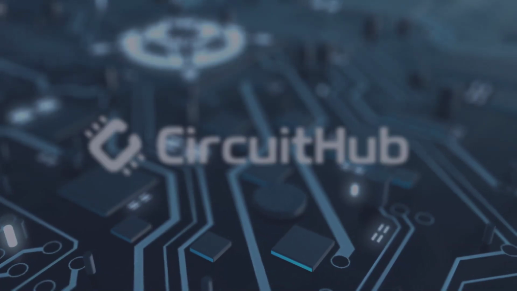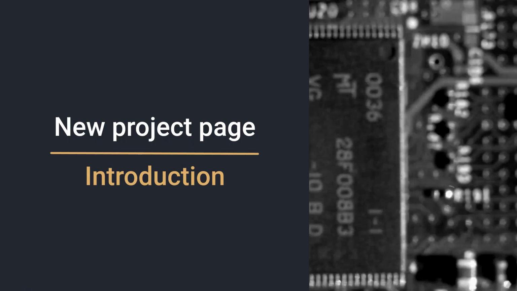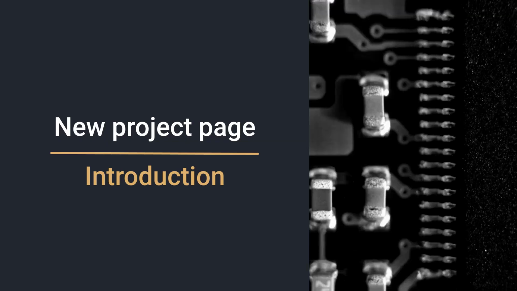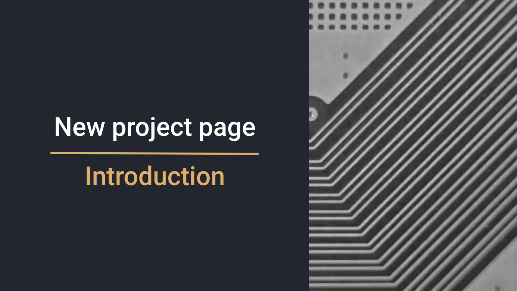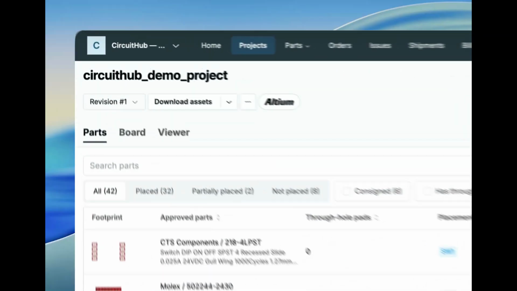Hi there. In this video, we'll walk you through the new project page, one place where you can review your design, configure your parts and board, explore pricing, and place your order. Everything for your selected project and revision lives in a single place. The page is organized into three main tabs: Parts, Board, and Viewer, with your project controls and live quote always visible at the top. Let's start with a quick look at those controls.